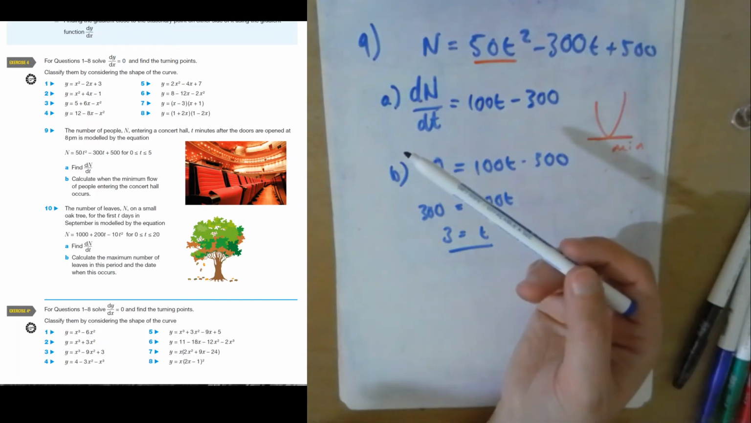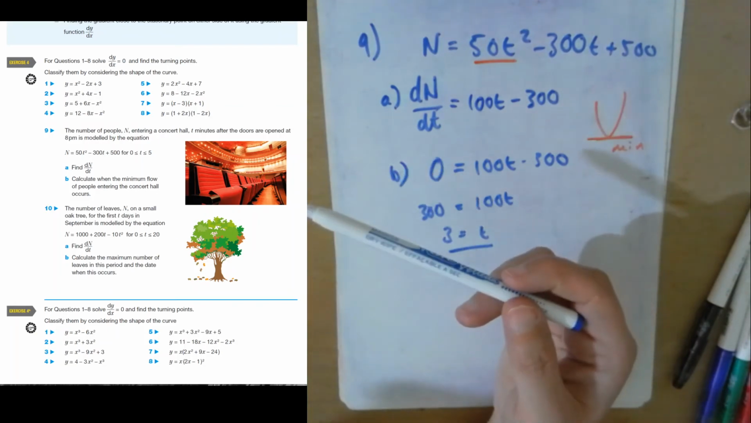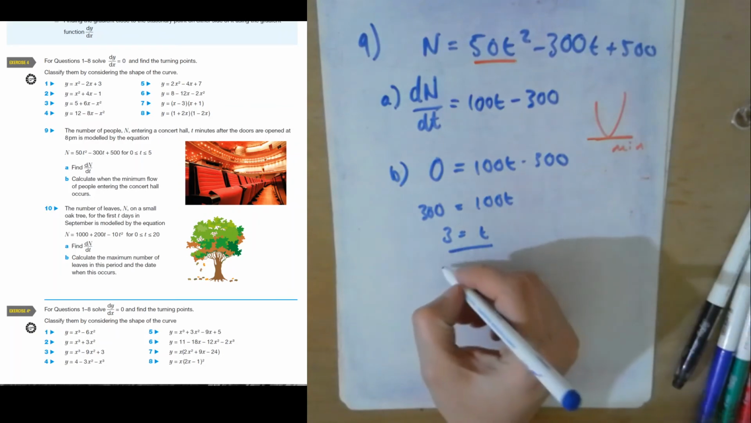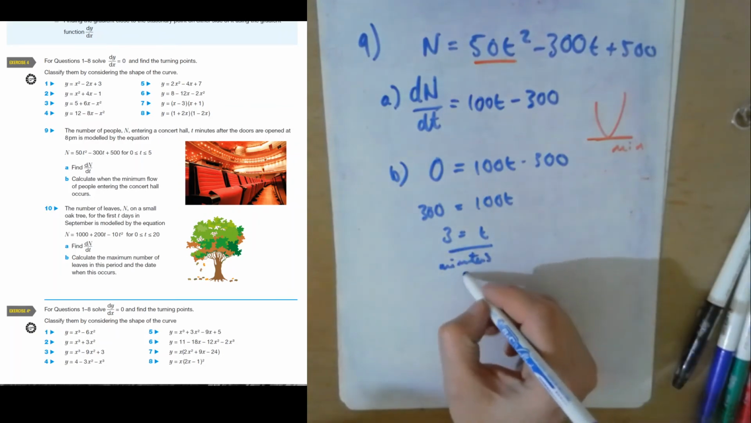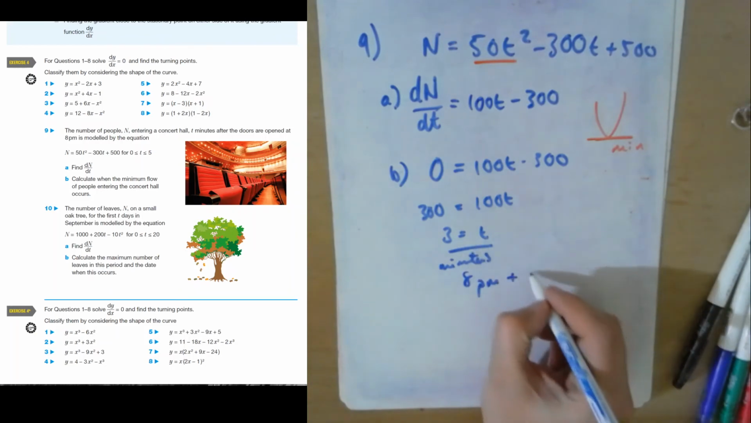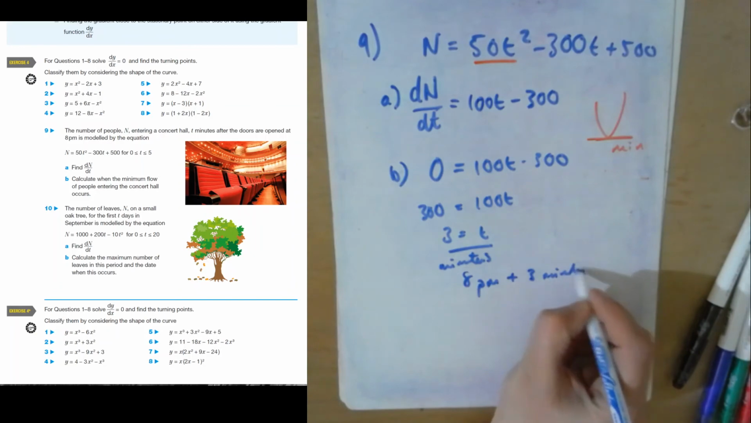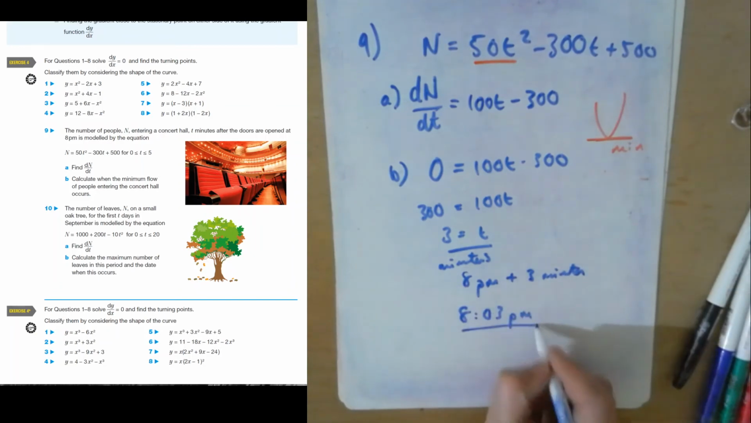So it does actually say that the doors open at 8 p.m. and they're saying t is minutes. So these are actually minutes. So if the doors open at 8 p.m. and I know that it's going to be 3 minutes, that would be plus 3 minutes, which means it would be 8:03 p.m. and that would be the time. Okay, hopefully that makes sense.